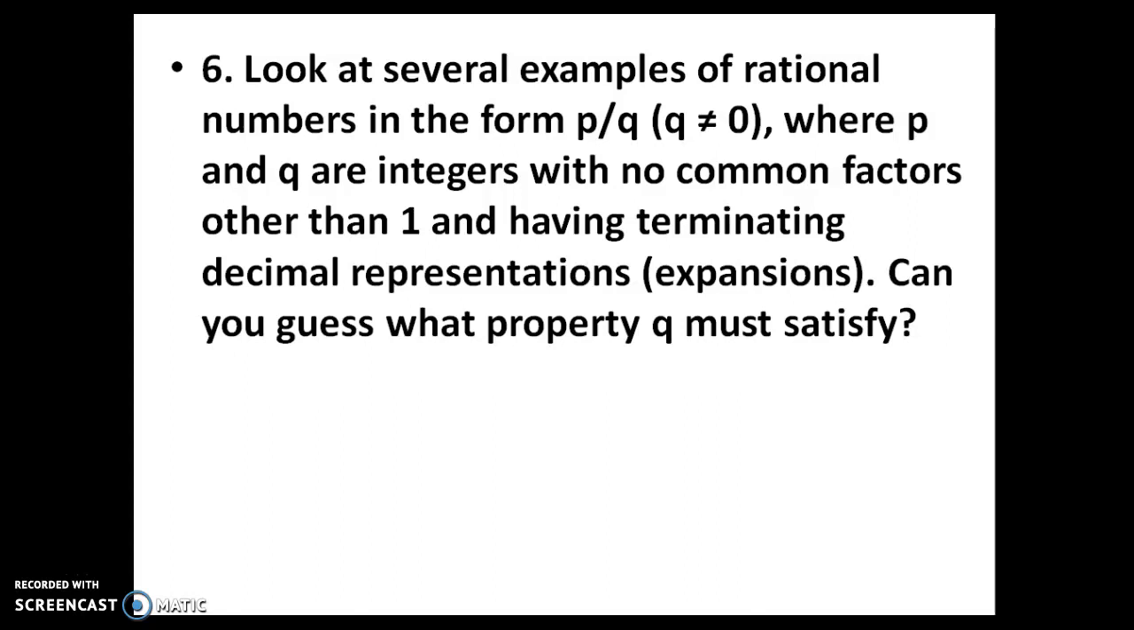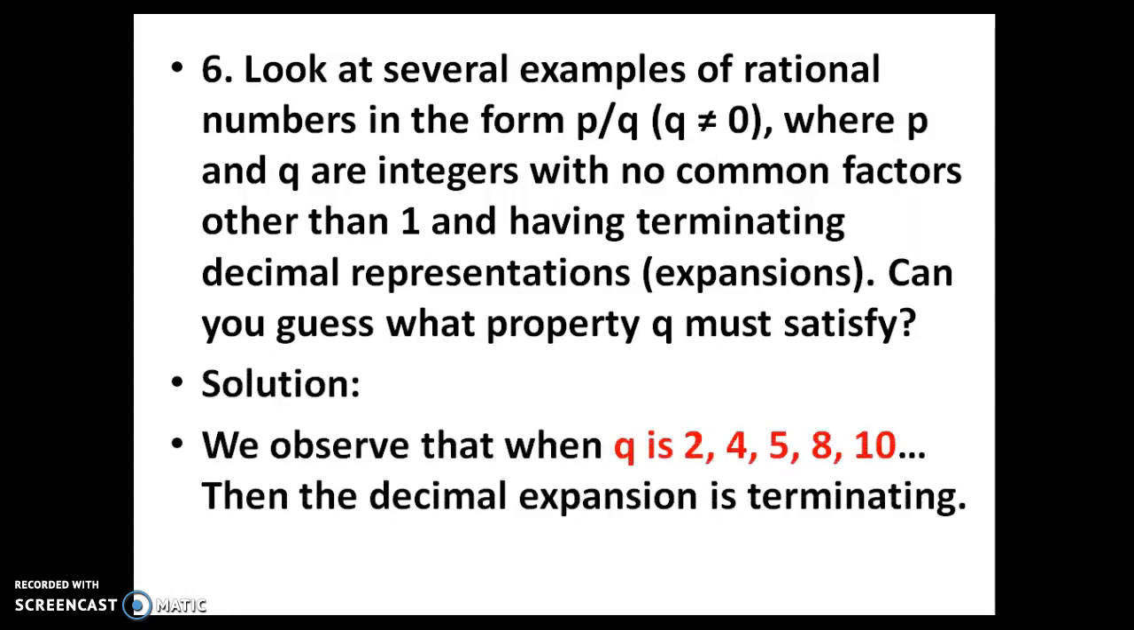For this, in the question itself they have said we have to see several examples. If we see several examples, we can find out that q will be any one of these numbers: either it will be 2, 4, 5, 8 or 10. It will be any of these numbers. Then the decimal expansion is terminating.